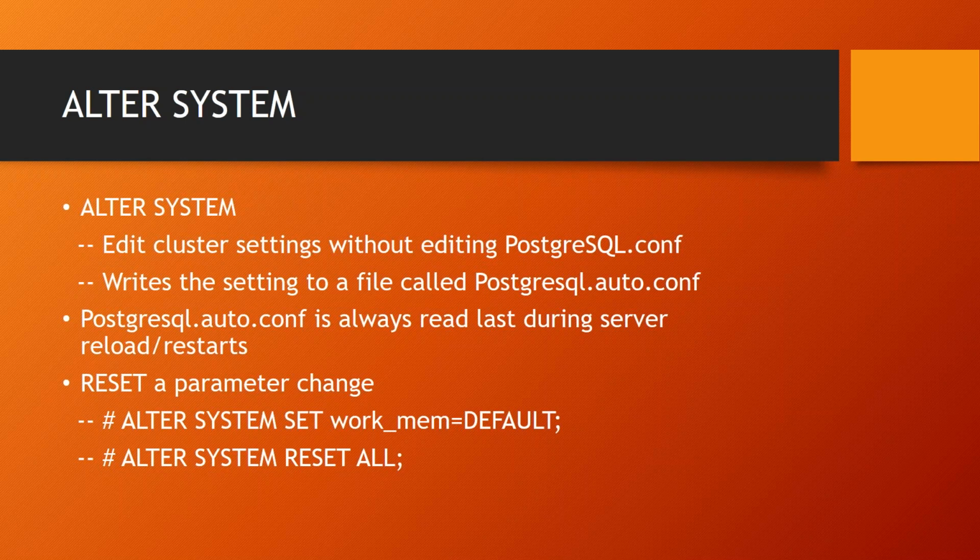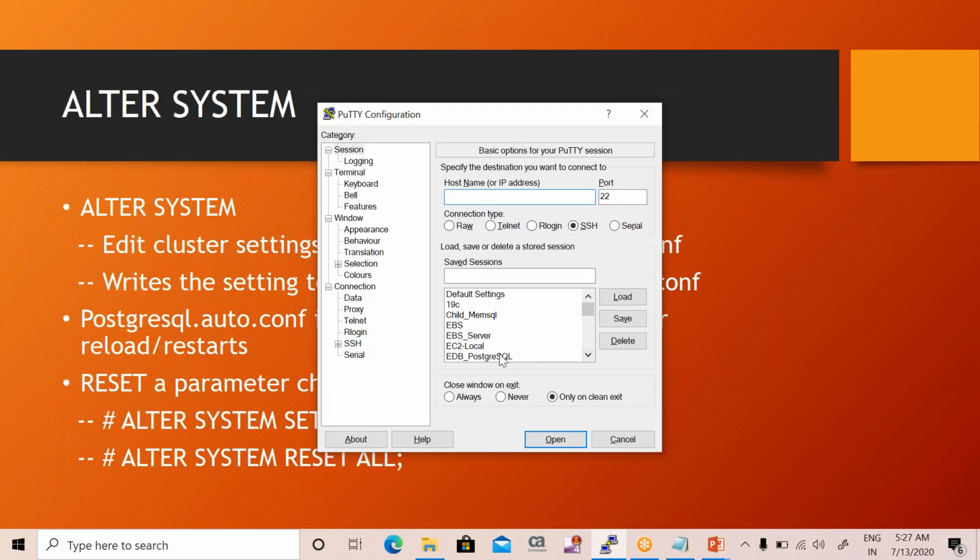Now let's demonstrate this practically, and we'll check how we can change the parameter settings in Postgres at different levels. So now let me open PuTTY, and I'm going to connect to one server.